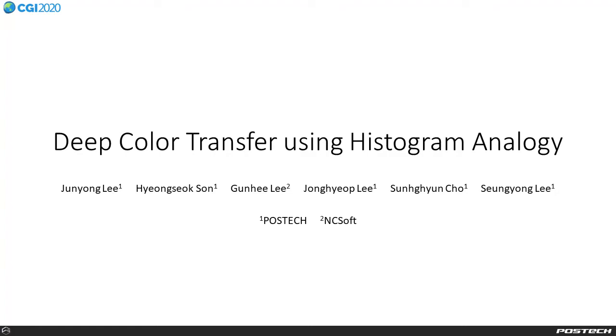Hello, my name is Junyong Lee, and I'm studying as a PhD candidate at POSTECH in South Korea. Today, I'm going to present our work in which we apply the color of one image to the color of a target image, leveraging our novel histogram analogy technique.